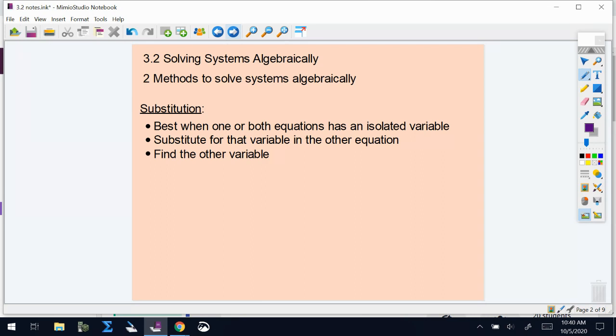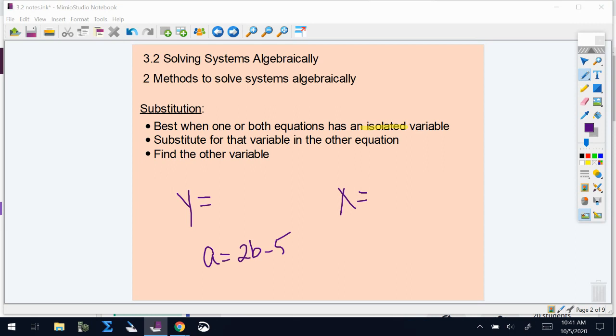With the substitution method, the best time to use this method is when you have an equation that has an isolated variable. Isolated variable means you have something like y equals and then everything else is on the other side, or x equals and everything else is on the other side. And it could even be different letters of the alphabet. It could be like a equals 2b minus 5, something like that. The idea is you're looking for an isolated variable, so a variable that is totally by itself. The process is that you're going to take what that variable equals and you're going to plug it into the other equation to help you solve.